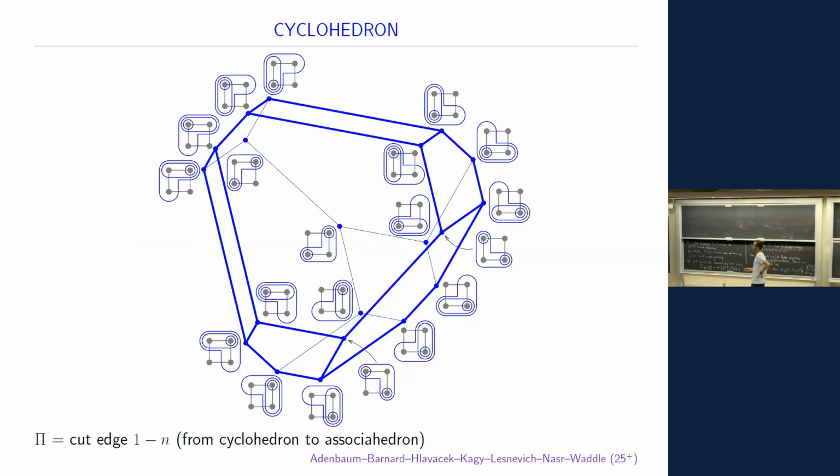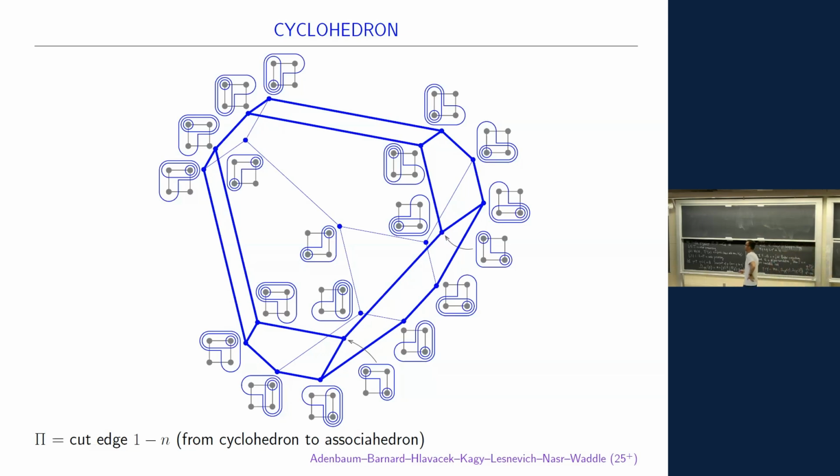Okay. One more example. There's a recent paper, I think end of last year, which proves that the oriented skeleton of the cyclohedron, seen as the graph of the cyclohedron, is a lattice. And here again, there is a very simple scaffolding projection, which consists in cutting the edge from 1 to n in the cycle. And you obtain a projection from the cyclohedron to the associahedron, which is flat and scaffolded.